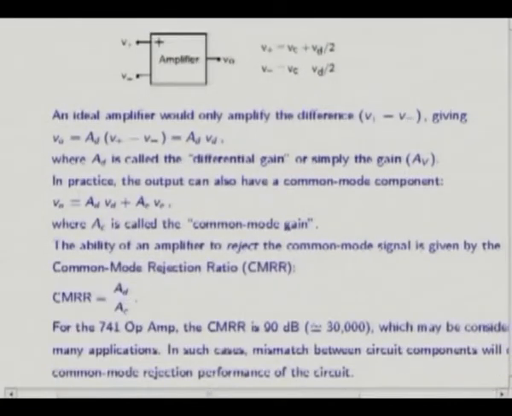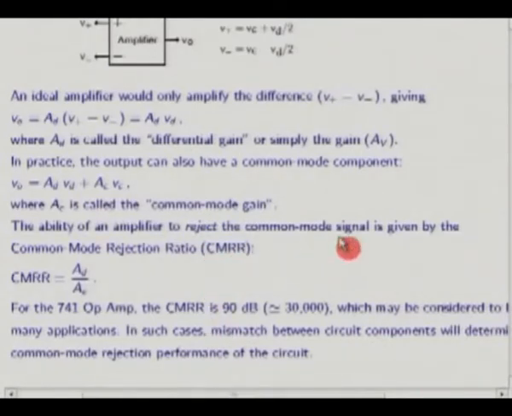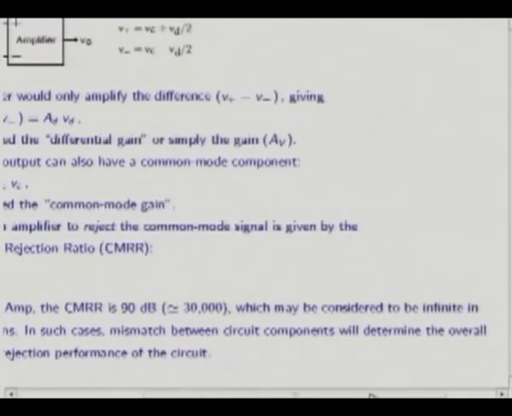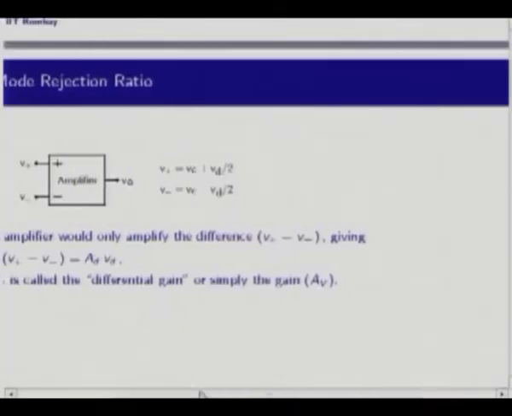So this is now very important. The ability of an amplifier to reject the common mode signal is given by the common mode rejection ratio, CMRR, and that is simply Ad by Ac. So if Ac is small, Ad is large, then CMRR is going to be large, and you want this CMRR to be infinite, or as large as possible. For the 741 op-amp, the CMRR is about 90 dB, which comes to 30,000, and 30,000 in many cases is considered large enough, and we might in fact say that it is infinite.